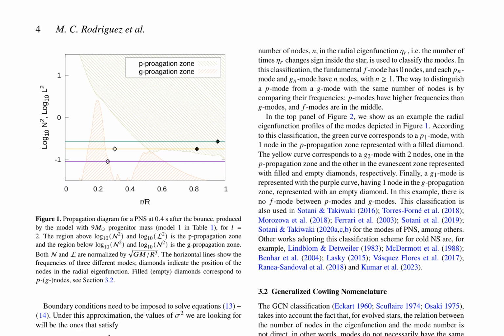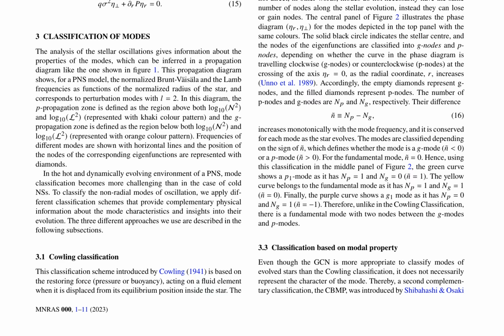The propagation diagram in Figure 1 illustrates the normalized Brunt-Väisälä and Lamb frequencies for a PNS model, with the P propagation zone and G propagation zone marked accordingly. The phase diagram in the central panel of Figure 2 shows the eigenfunctions for the modes depicted in the top panel, with the nodes classified as P nodes or g nodes based on their direction in the diagram.